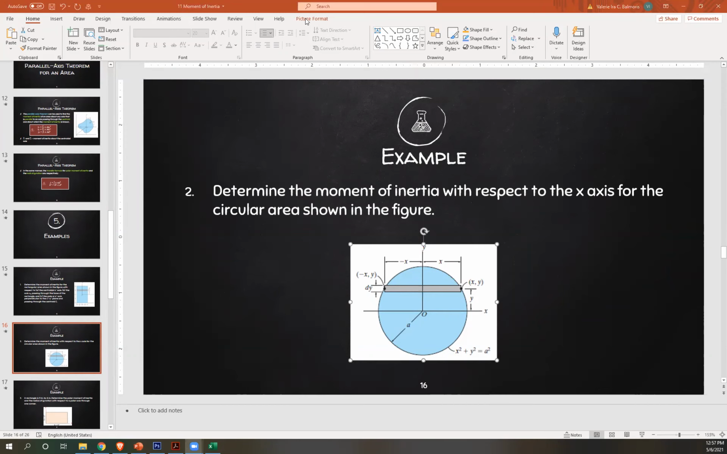Okay, since none, let's move on to number 2. And you may recite now, number 2: determine the moment of inertia with respect to the x-axis for the circular area shown in the figure. So this is your given x-axis. So now we're looking for moment of inertia about that.